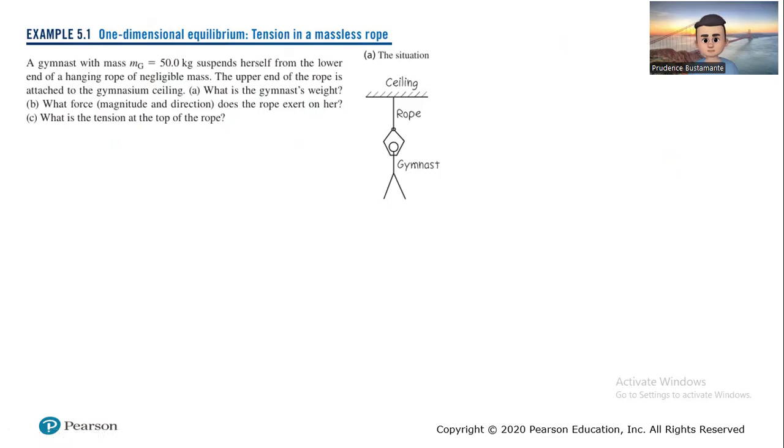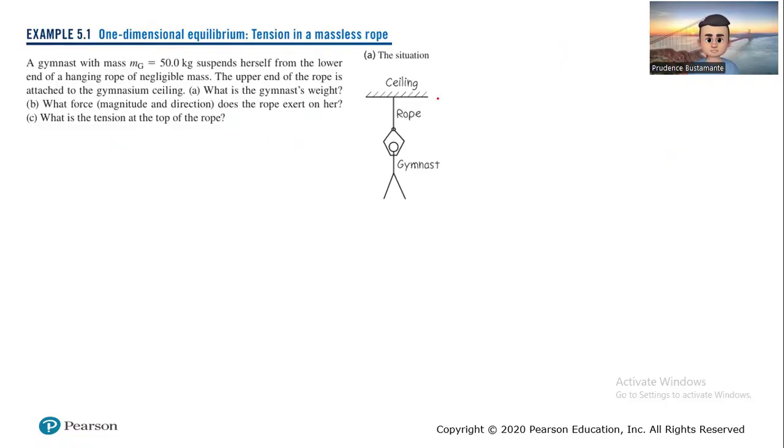Okay, so we have here an example 5.1. This is a one-dimensional equilibrium. So we have a tension in a massless rope. The problem states that a gymnast with a mass of 50 kilograms suspends herself from the lower end of a hanging rope of negligible mass. The upper end of the rope is attached to the gymnasium ceiling. A: What is the gymnast's weight? B: What force, magnitude and direction, does the rope exert on her? And C: What is the tension of the rope?